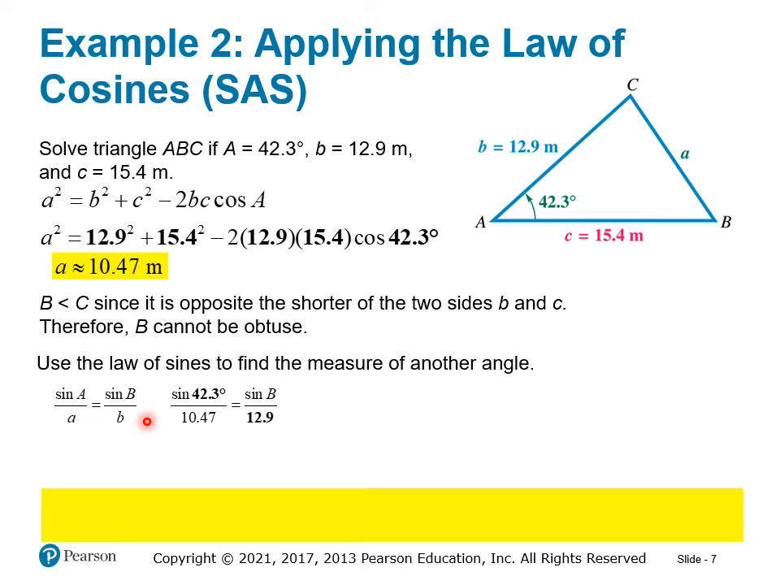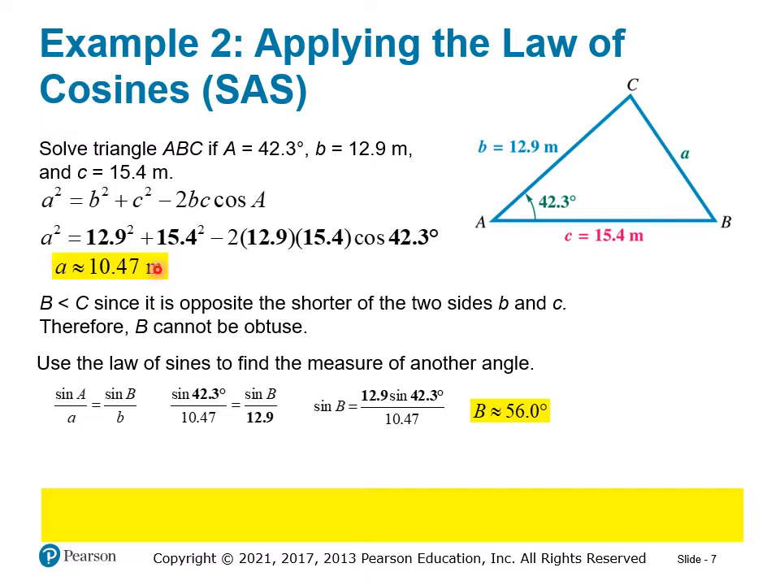We're going to plug in the values. We're going to multiply both sides by 12.9. And then, of course, we're going to take the inverse sine of everything on the right here. So we want the inverse sine of 12.9 sine 42.3 over 10.47. And when we do that, we get 56 degrees. Okay? So we now have all three sides, A, B, C.